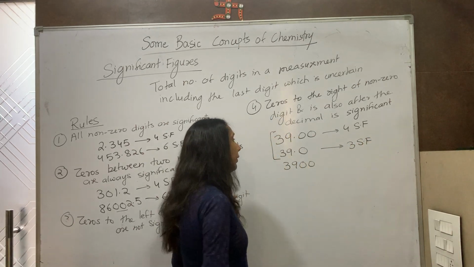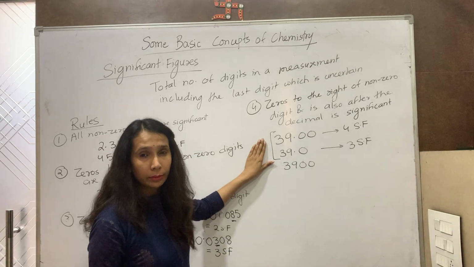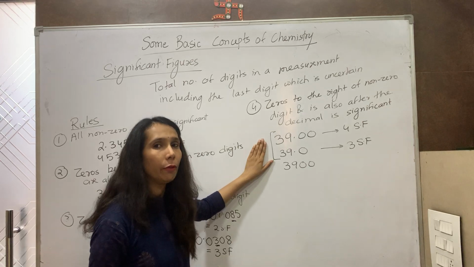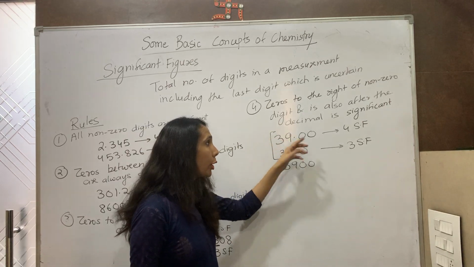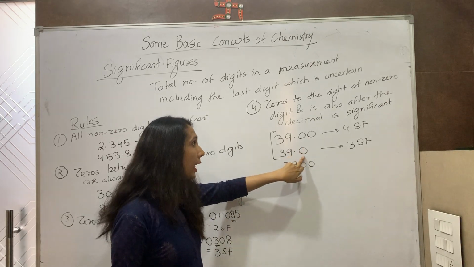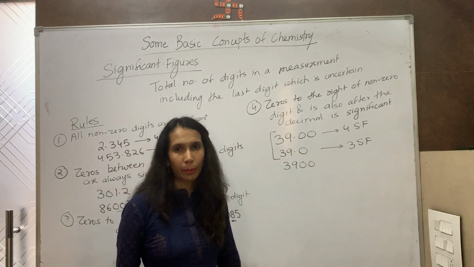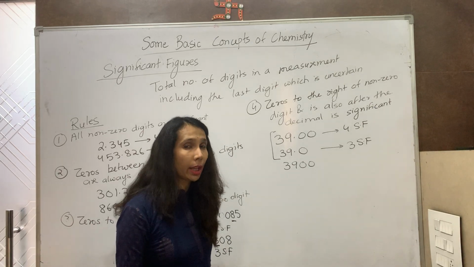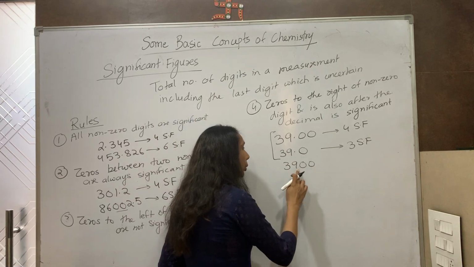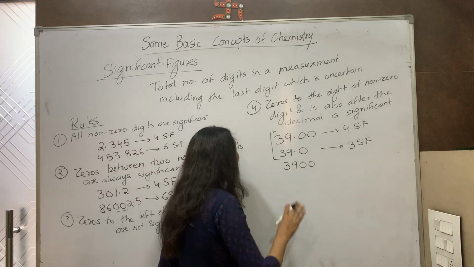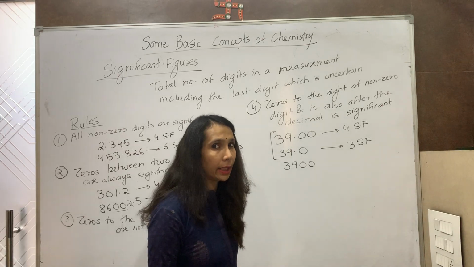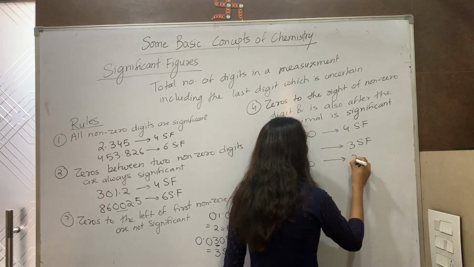Of course, when we mathematically see both are equal, but when we see it from the point of view of measurement, what is the difference? This number is measured till the accuracy of 2 decimal places. And this has been measured accurately till 1 decimal place. So there is a difference in measuring. Third one, the zeros are to the right of a non-zero digit but not after the decimal. So they are not significant.